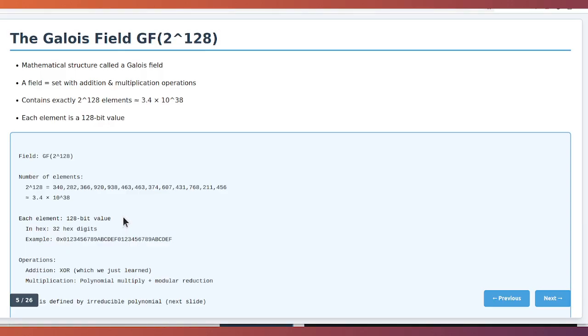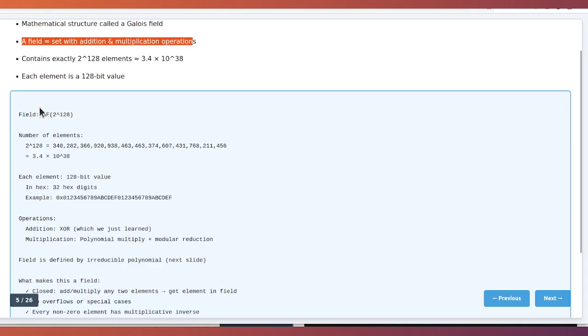GHASH operates in a mathematical structure called a Galois field, specifically GF(2^128). A field is a set of numbers with addition and multiplication operations that follow certain rules. In GF(2^128), there are exactly 2^128 elements, which is approximately 3.4 times 10 to the 38th power.